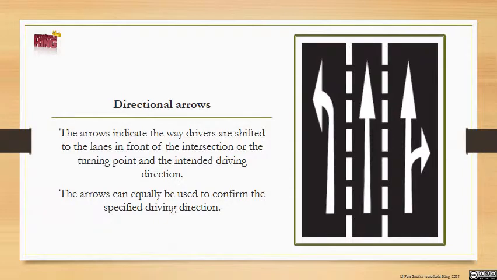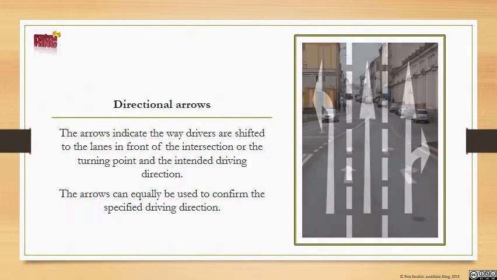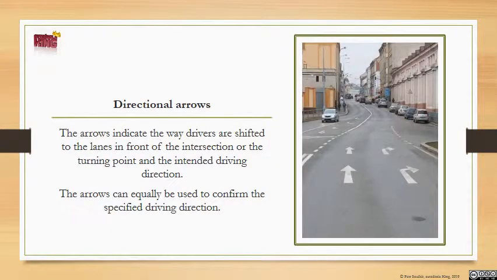Directional arrows indicate the way drivers are shifted to the lanes in front of the intersection or the turning point in the intended driving direction. The arrows can equally be used to confirm the specified driving direction.